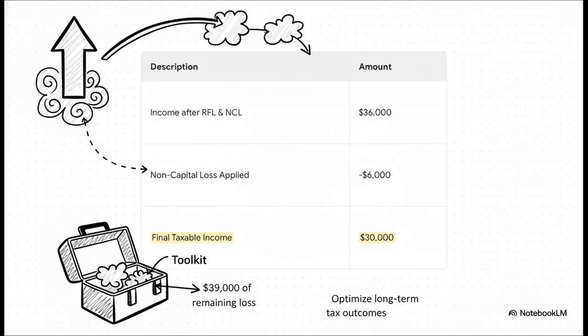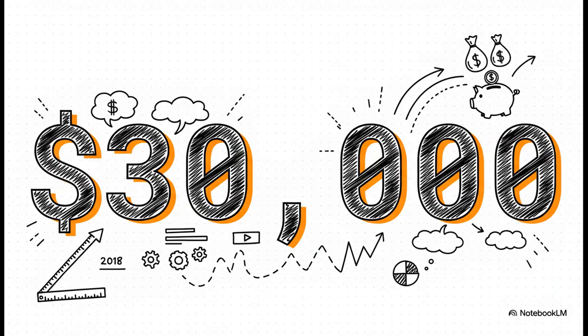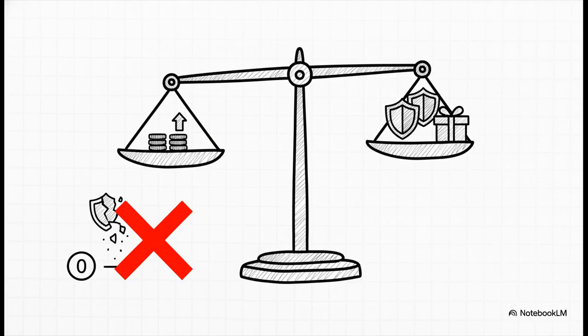So here's what she does, and it's brilliant. From that remaining $36,000 of income, she chooses to apply only $6,000 of her non-capital loss. This brings her final taxable income to exactly $30,000, and it leaves her with a whopping $39,000 of that flexible loss to use in future years. And there it is, $30,000. Not zero. This number is not an accident. It is the precise, calculated result of a well-executed plan that she put into motion all the way back in 2018.